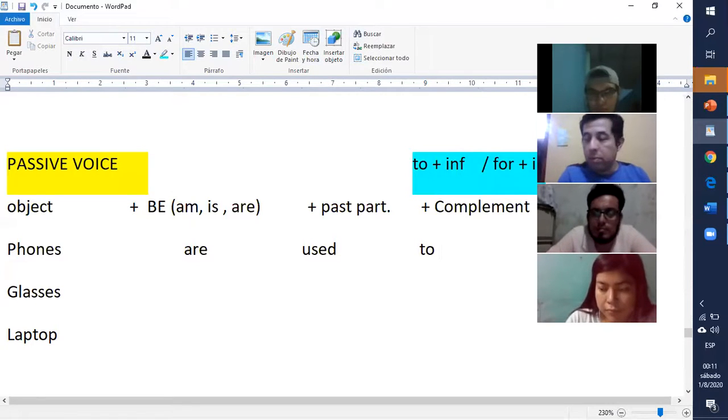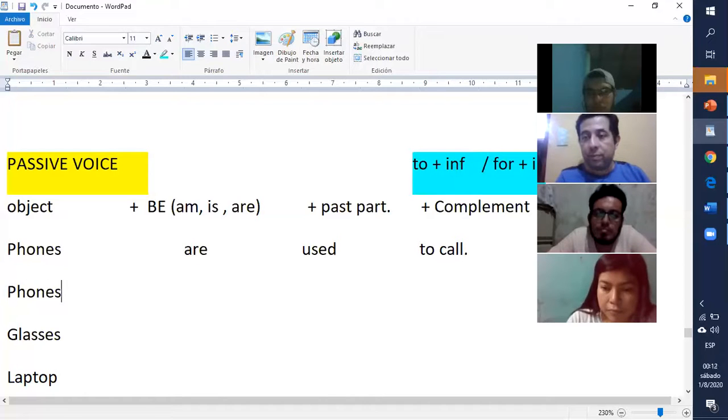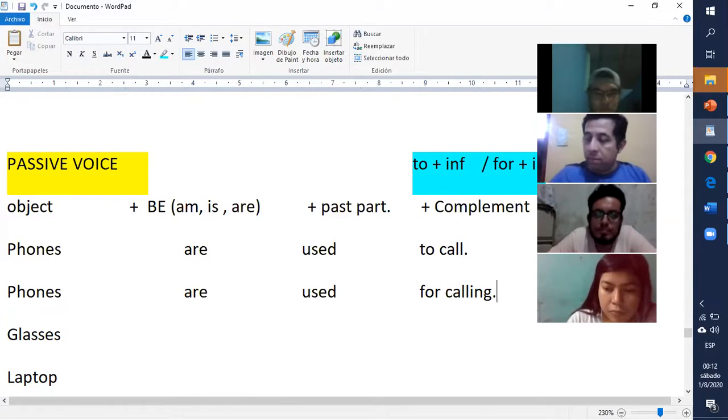To send. Calling. To calling, is that possible? To send call. No. To call. It's not possible. To call. Okay, it is also correct to say phones are used for calling. It's identical, right? It's exactly the same meaning-wise.